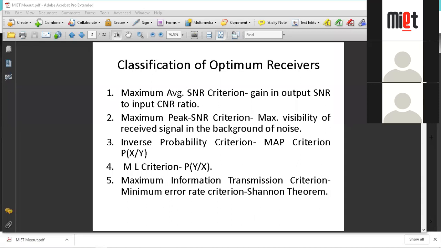The third criteria can be the MAP criteria, which is known as the maximum a posteriori criteria, where you know nothing about the signal. You have no knowledge about the received signal, and you have no knowledge about the transmitted signal also. I will give you an example of this.